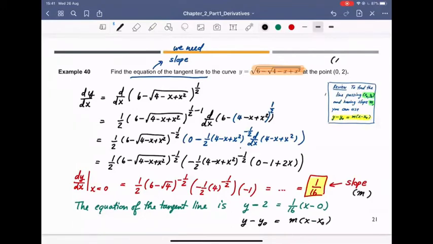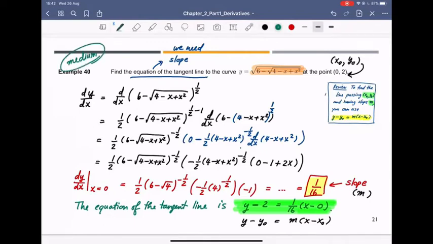And then your x naught, y naught, the point that the line is passing through, is 0 and 2. So that means x naught equal to 0 and y naught equal to 2. And your answer is going to be the one that I highlight in green here. So y minus 2 equal to 1/16 times x minus 0. That's all for this question. All right, does it make sense? So I would say this is the medium one.